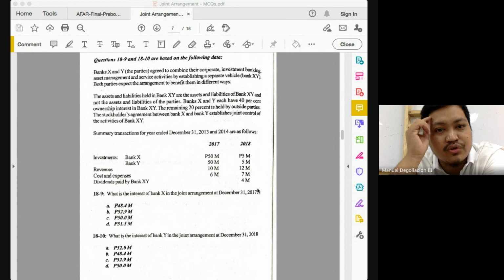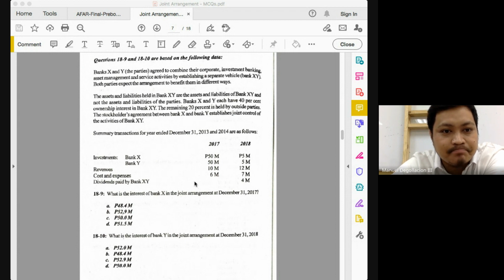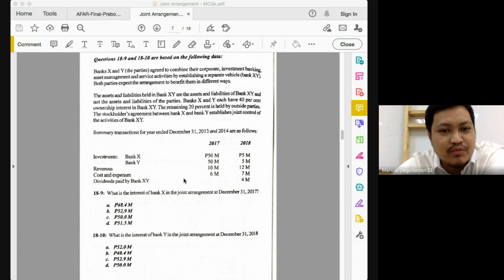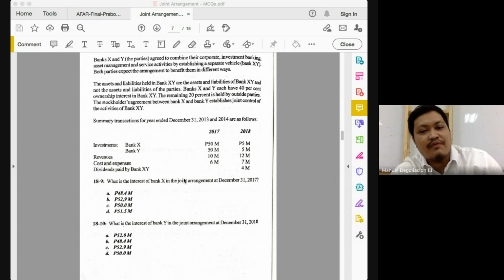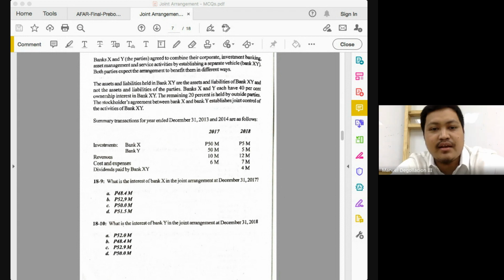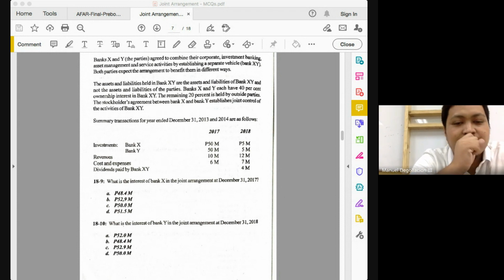Okay, who has joint control here? You will have X and Y, but they are not the sole owners of the joint arrangement trust. You have other parties owning 20%. Okay. So what happened in 2017? X made an investment of 50 million. So that will be our initial balance, class. And then what happened in 2017? There were revenues of 10 million and then expenses of 6 million. So you will have a net income of 4 million.